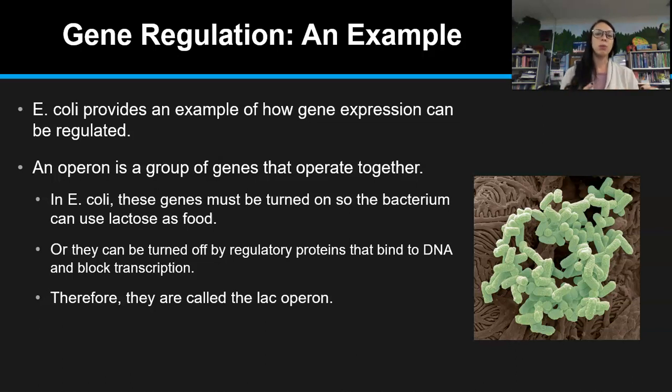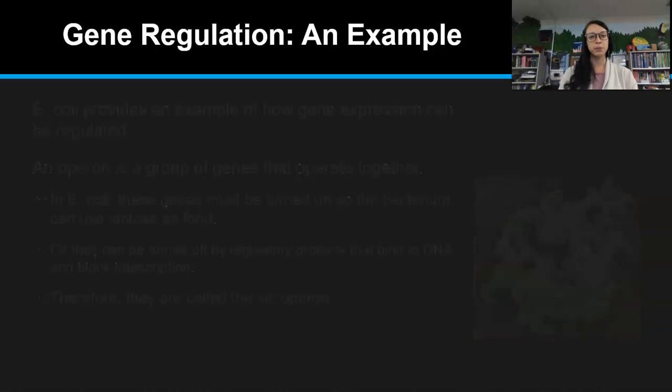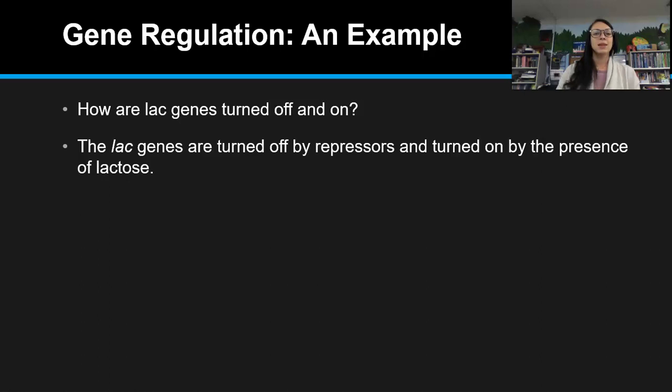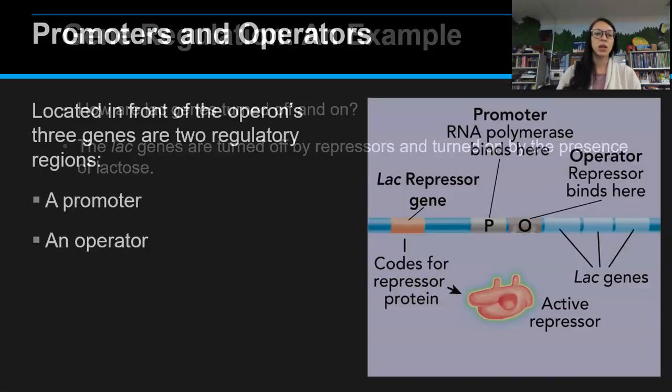So just to recap, an operon is a group of genes that operate together. E. coli have a group of genes called the lac operon. They can be on when the bacteria is using lactose as a food, or they can be off when the bacteria is using something else as a food, such as glucose, which is a non-milk sugar. So, how are the lac genes turned on and off, and why do they even really matter? Lac genes are turned off by these things called repressors and turned on by the presence of lactose. And we'll identify these repressors in just a second.